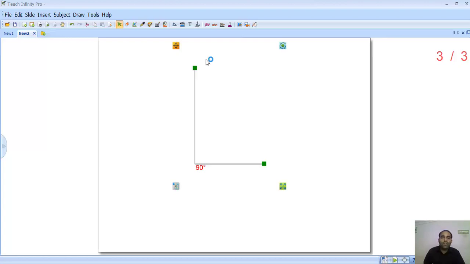A 90-degree angle is called a right angle. These two lines are perpendicular to each other. Okay, now you can see this condition at your home. Look at the floor and the wall, the joint of the floor and wall. You can see this type of situation.